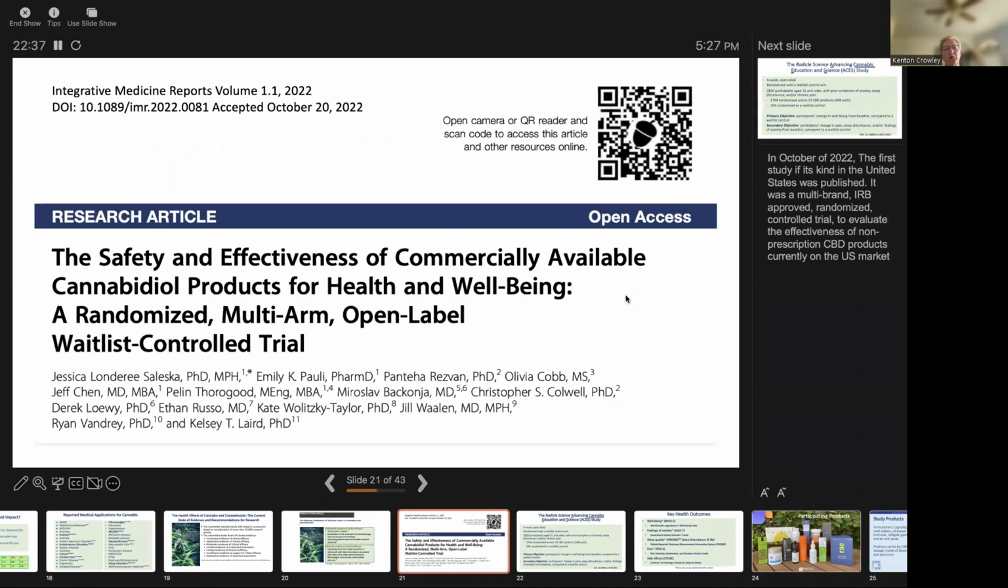Now, in October of 2022, the first study of its kind in the United States was published. It was a multi-brand, IRB-approved, randomized controlled trial to evaluate the effectiveness of non-prescription CBD products currently on the US market. If you hold your phone up, you can get a picture of this QR code in the upper right-hand corner, and it will take you to the URL of the actual article if you'd like to take a look at it.